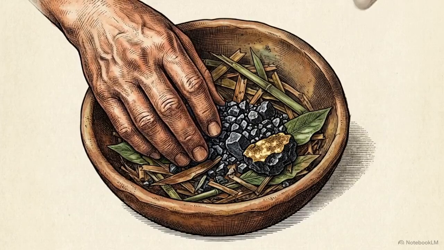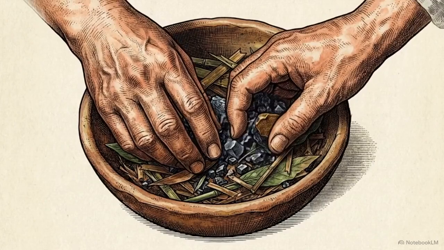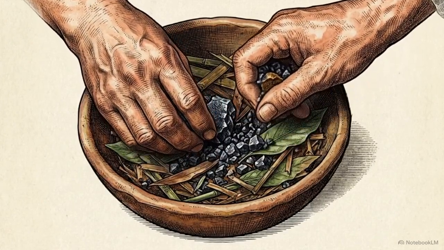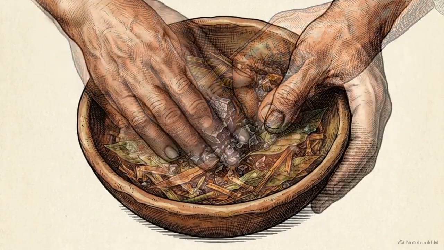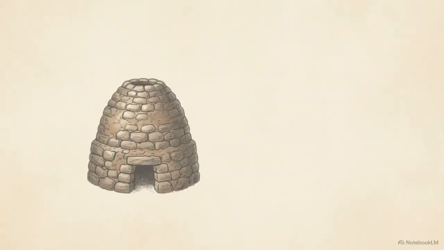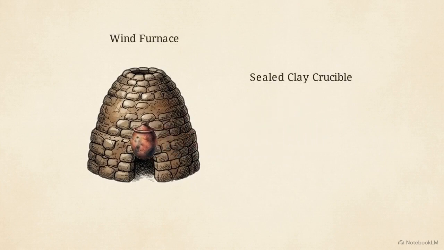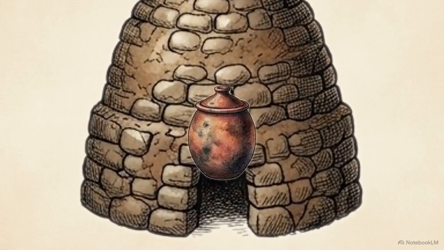To manufacture what became known as Wootz crucible steel, local engineers combined black magnetite ore with precise organic carbon sources, specifically bamboo and avari leaves. This animation shows a sealed clay crucible placed inside a charcoal-fueled wind furnace. Sealing the crucible prevents atmospheric oxygen from interfering with the chemical reaction inside.